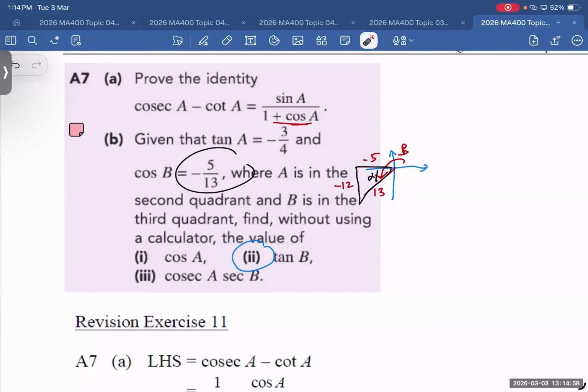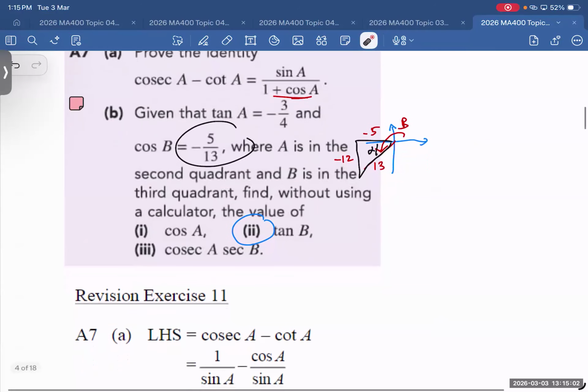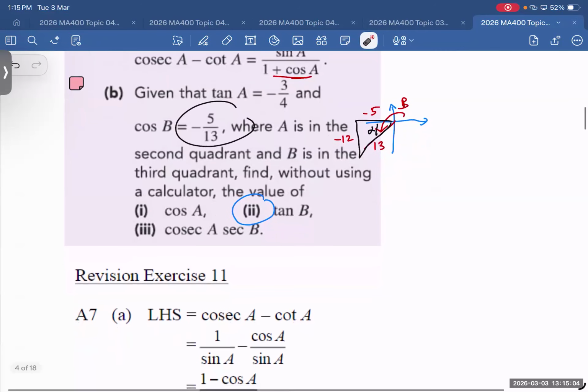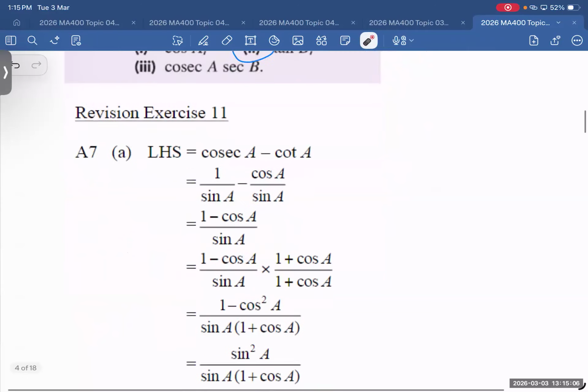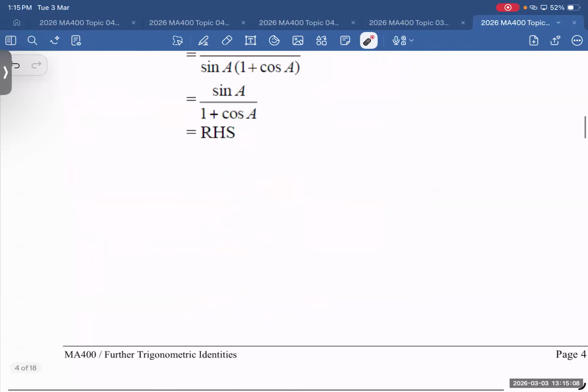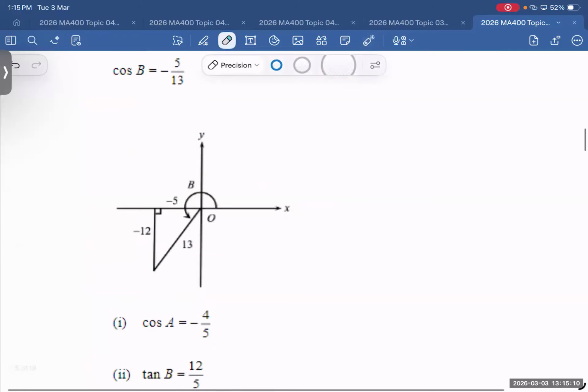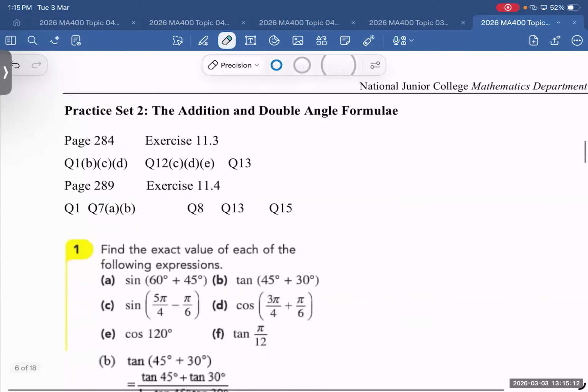Ethan, you got something to say? Alison, you want to say something? No. Okay, all good. So I go to practice set 2. Guys, once I reach there, if there is a problem, you must stop me.